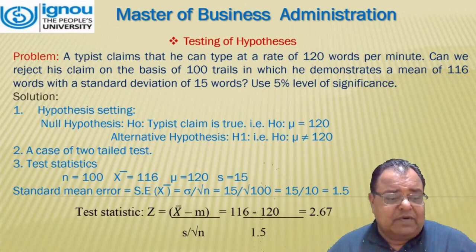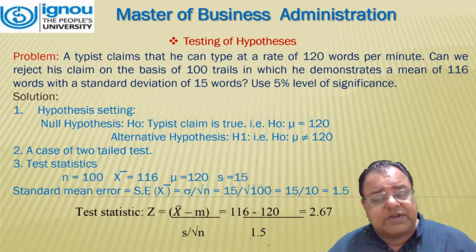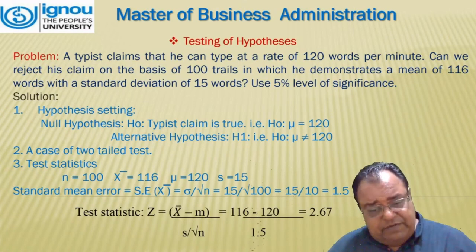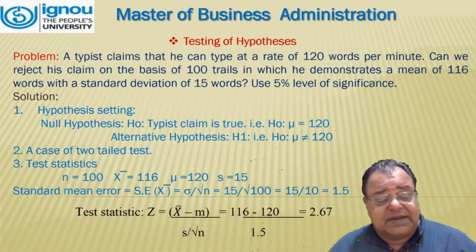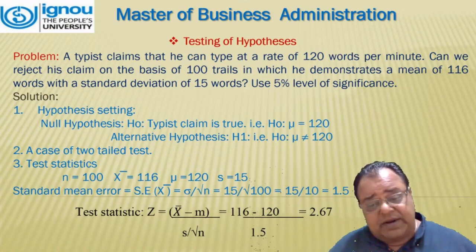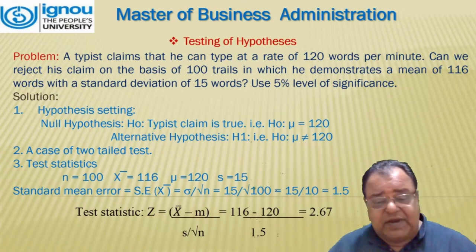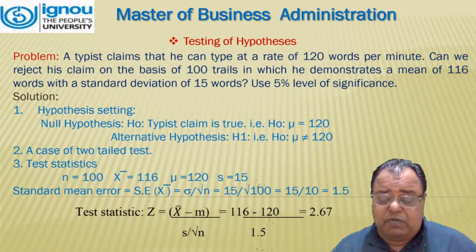We have a relation for the standard error of the mean, that is standard error of the mean is equal to sigma upon under root n, which comes out to be 1.5. Now we have to calculate the Z statistic. Z is equal to x bar minus mu upon sigma upon under root n. After getting all these values, 116 minus 120 upon 1.5, we get a value of 2.67.